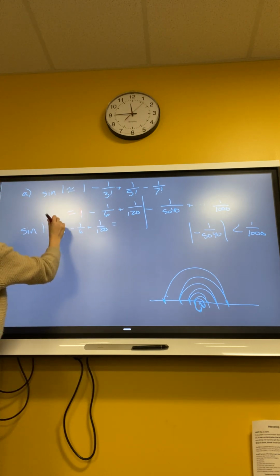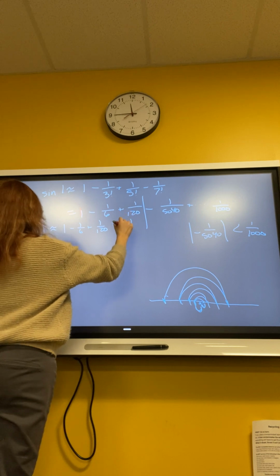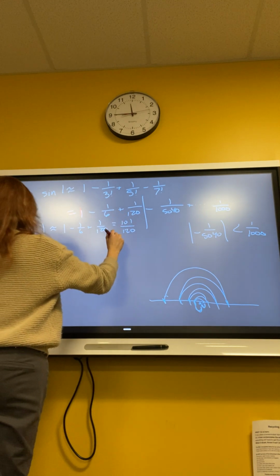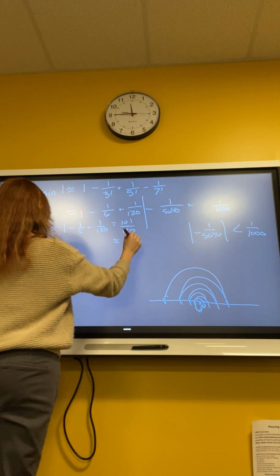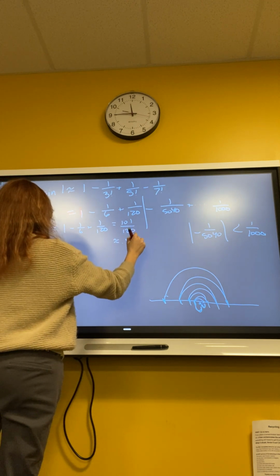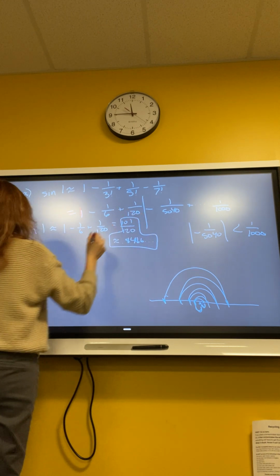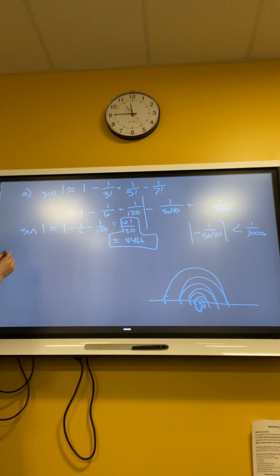And this is an approximation. 101 over 120, which is approximately 0.84166. We would obviously have to have a calculator for that part. All right.